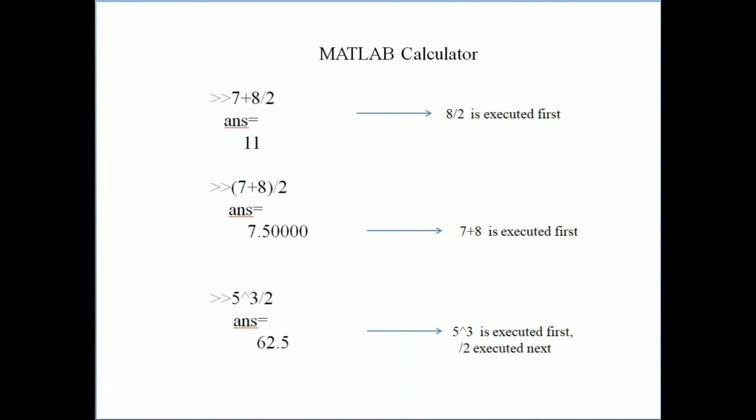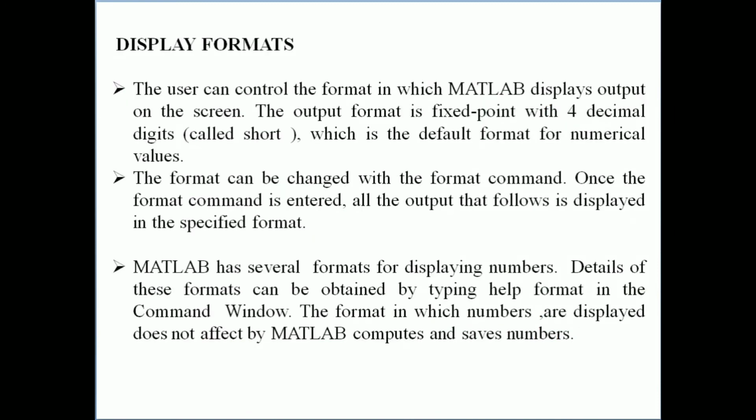Next thing, (7 plus 8) divided by 2. Here 7 plus 8 is in the inner bracket, so by the order of precedence, the parentheses are evaluated first. So 7 plus 8 is 15, divided by 2, the answer is 7.5. Next one is 5 to the power 3 divided by 2. So 5 to the power 3 is executed first, after that we divide by 2, so the answer is 62.5.